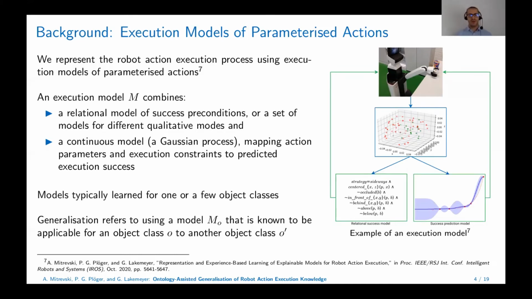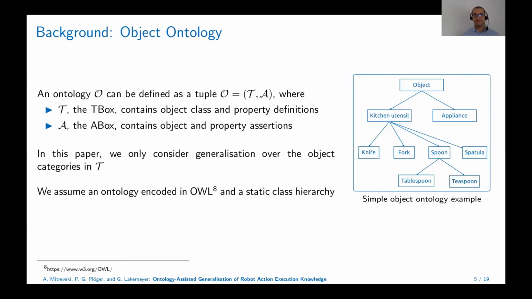An execution model will usually be learned with one object class or a small set of classes. In this paper, when we refer to model generalization, we mean using a model that we know can be used to execute an action for an object class O for executing the same action with another object class O prime.